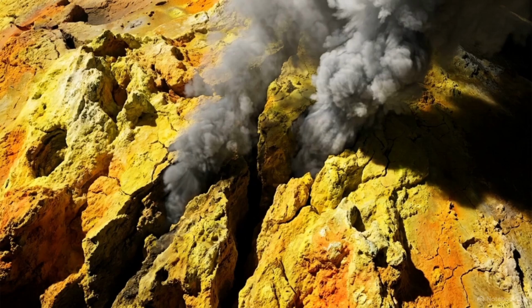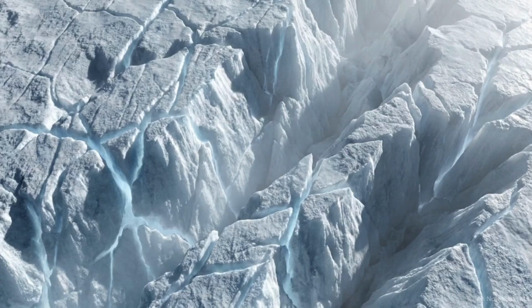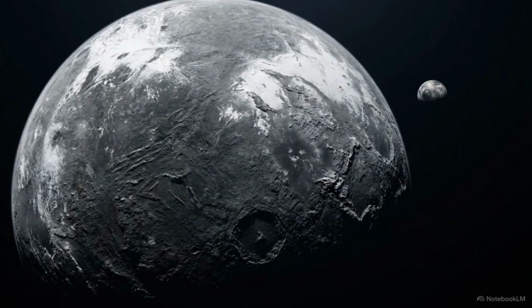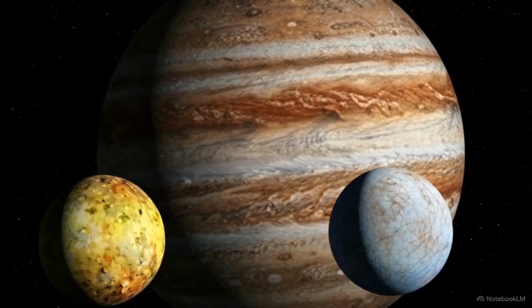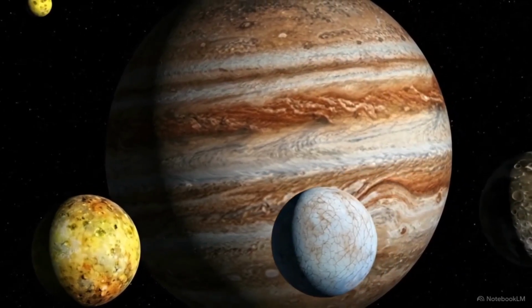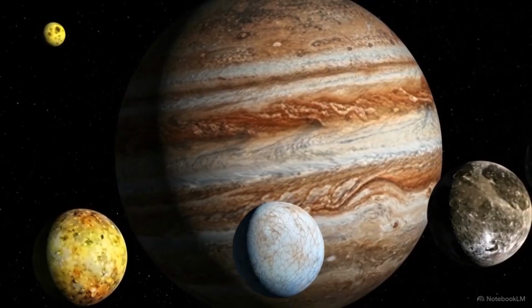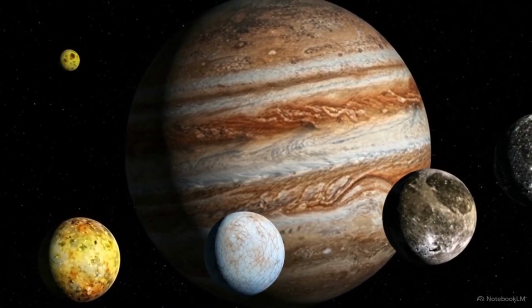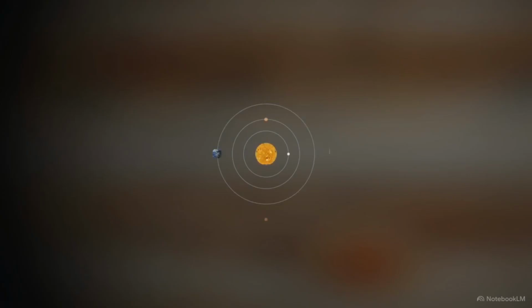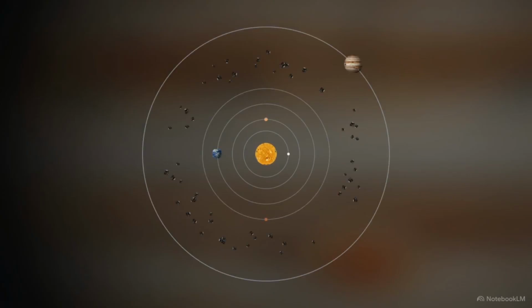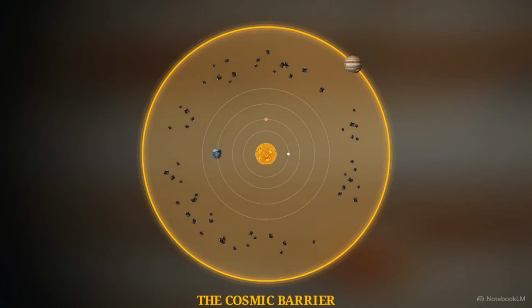You have a volcanic hellscape, a frozen ocean, a moon larger than a planet, and an ancient cratered rock. This extreme diversity precisely mirrors the mechanics of a complete solar system, entirely orchestrated by Jupiter's massive gravitational pull. This map shows how Jupiter sits squarely on the outer edge of the asteroid belt. Its massive orbit acts as an outer ring, separating the inner rocky planets from deep space.